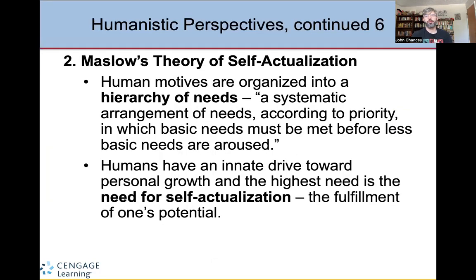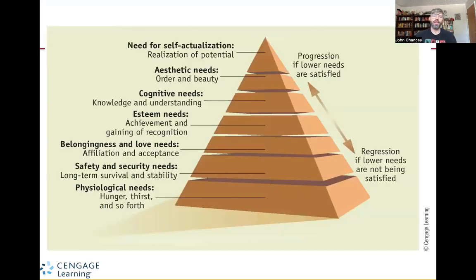Maslow, another humanist similar to Rogers, talked about how we have certain needs that have to be met, and those needs are organized in a hierarchy where we try to prioritize the lowest needs first. But once our needs are met, according to Maslow, we can achieve personal growth through a process called self-actualization, fulfilling our fullest potential. And this is what that looks like nowadays.